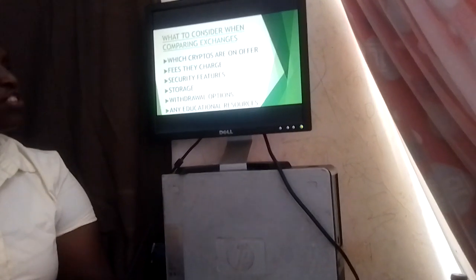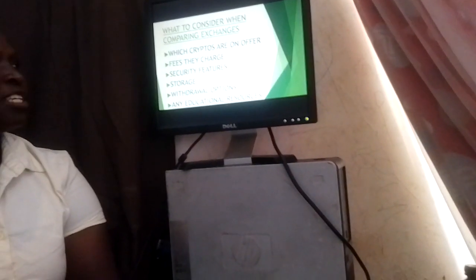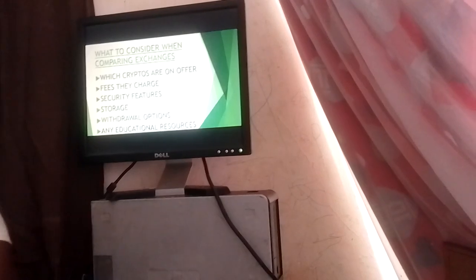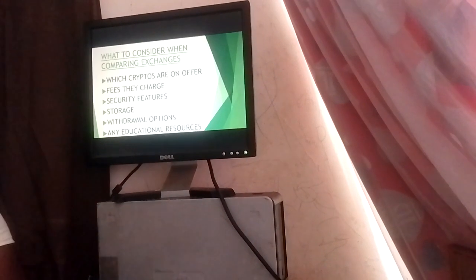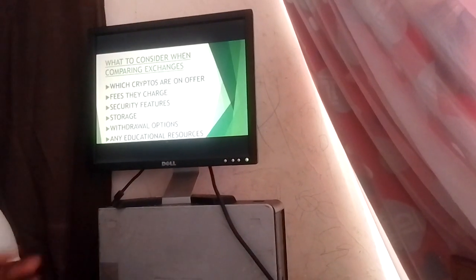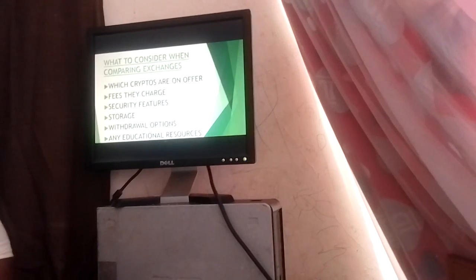Three, the security features. You realize there are several security features in an exchange. You need to connect your Google account, your mobile number, and Google Authenticator. Those are some of the security features in exchanges, and you should consider that the more security features there are in an exchange, the more secure your account and your cryptos are.